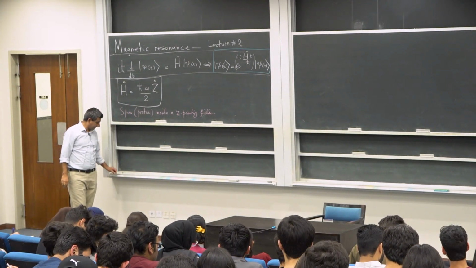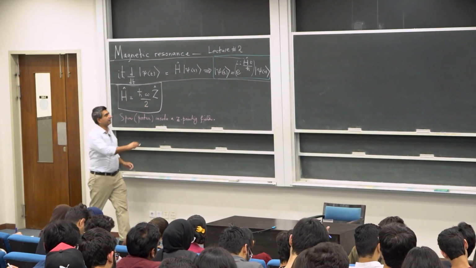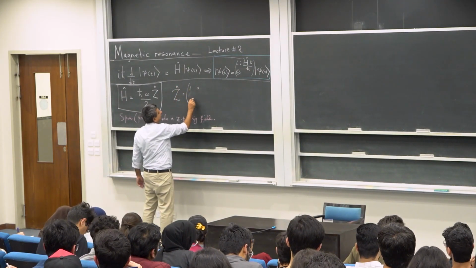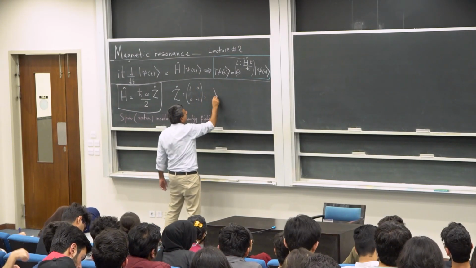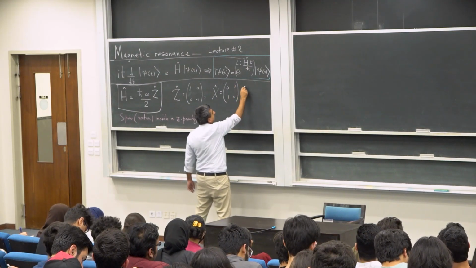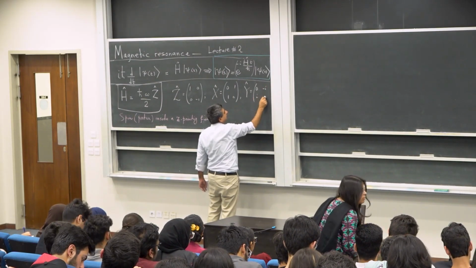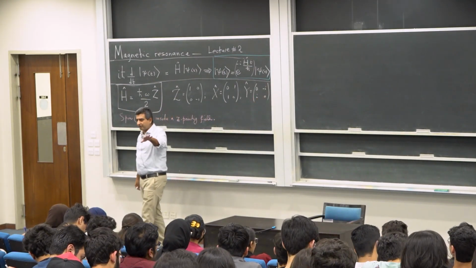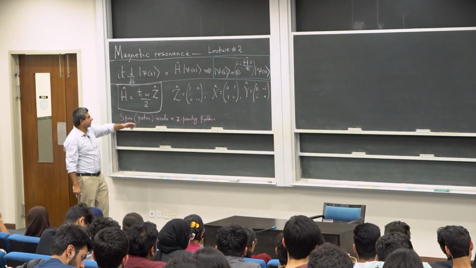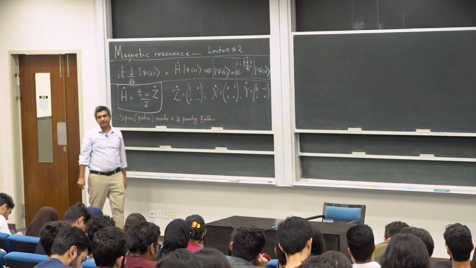Got it? Now I just want to remind you of what these Pauli operators are. The Pauli operator z is given as 1 0 0 minus 1, x is given as 0 1 1 0, and y is given as 0 minus i i 0. So these are the cardinal Pauli operators. If the magnetic field were along the x direction, we put an x here. If the magnetic field were along the y direction, we put a y here.